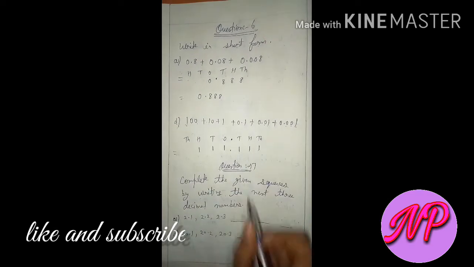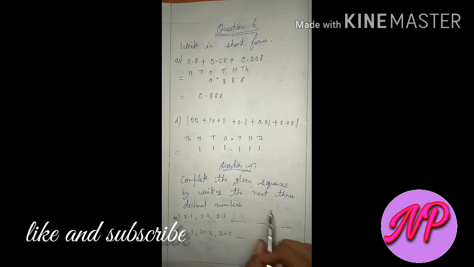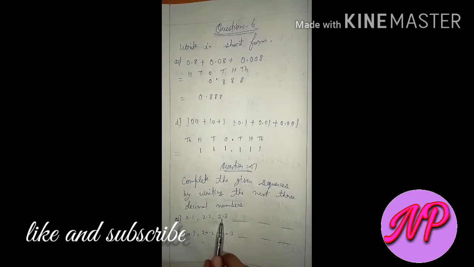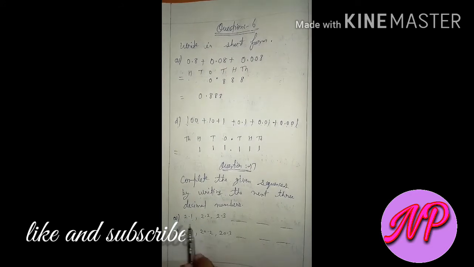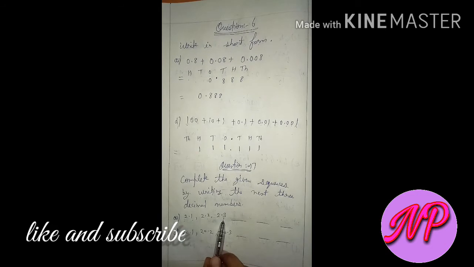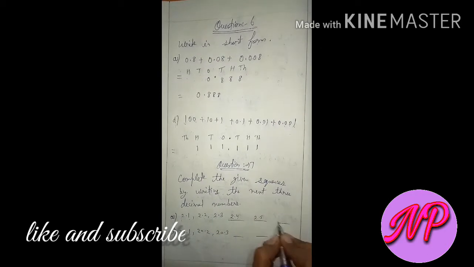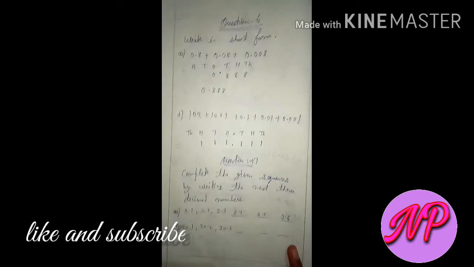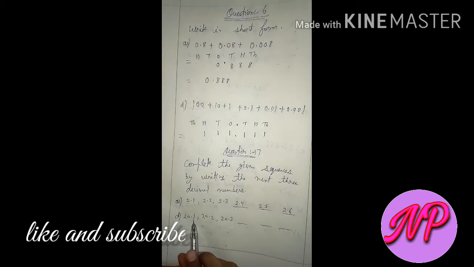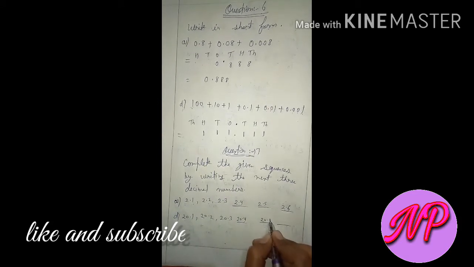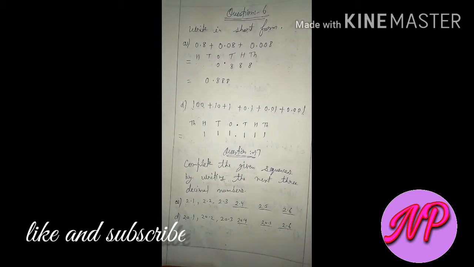In question 7 you have to complete the given sequence by writing the next 3 decimal numbers. Just look here: 2.1, 2.2, 2.3. Before the decimal the digits are the same, but after the decimal the digits change: 0.1, 0.2, 0.3. Just like here after 2.3 comes 2.4, 2.5, and here 2.6. Got it? And just like this, question D: 20.1, 20.2, 20.3. It's like here: 20.4, 20.5, 20.6. Just like this, you will solve all the parts of this question.